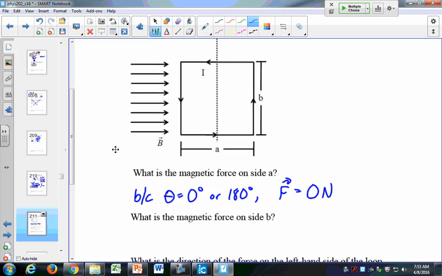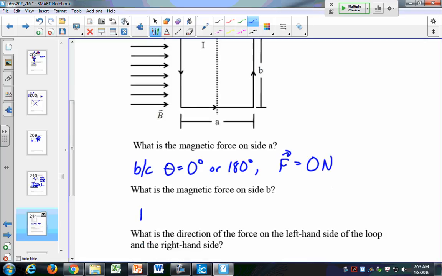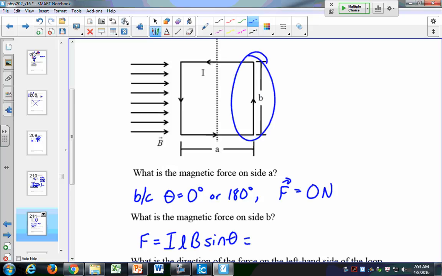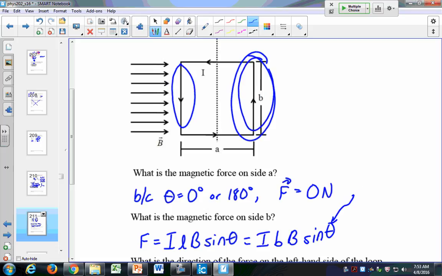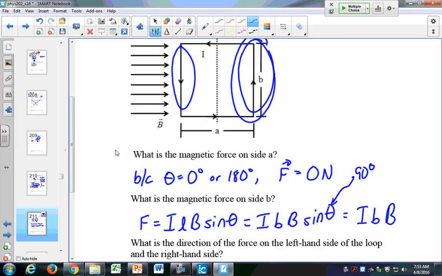And then if I want to find the magnetic force on side B, this is going to be F equals I L B times sine of theta. Here my length, if I'm looking at this side, that's the length of that side, times B sine of theta. And my angle theta, in both cases, whether I'm looking at this side or at this side, is 90 degrees. So I can just say that this is I times the length times the magnetic field B. All right, so that's my force on both sides.